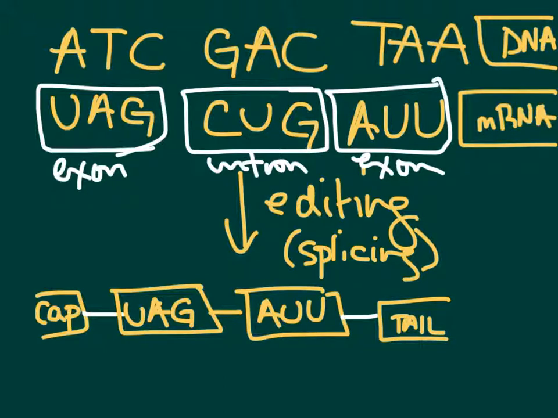The function of the cap and tail is so that when the mRNA makes its journey from the nucleus out into the cytoplasm, it doesn't get damaged in any way. It's like putting something in an envelope. It protects it so the message arrives to its destination complete and intact. That's RNA editing that makes mRNA.